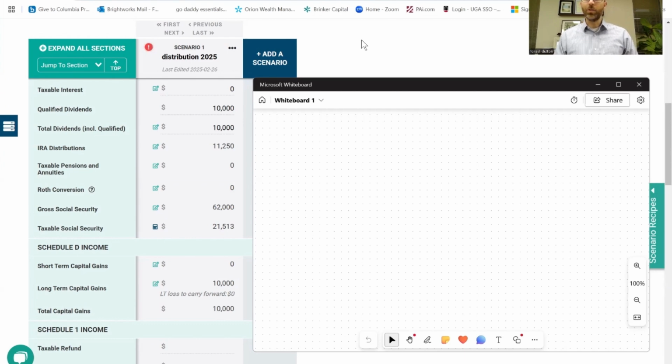So, to back up, when you get to retirement, you're going to have a series of accounts that are most likely going to generate income for you. And those different accounts are going to have different tax implications.